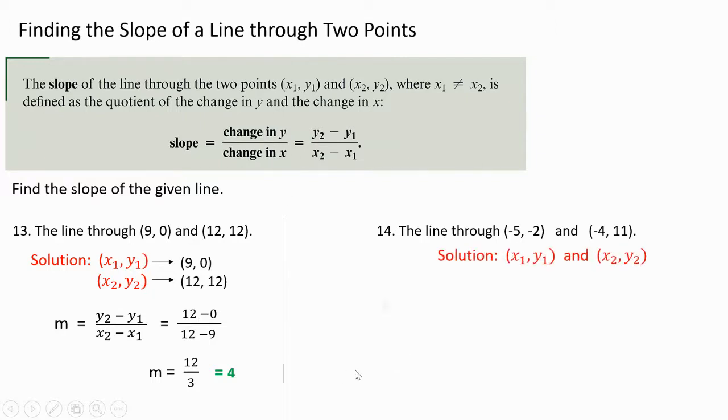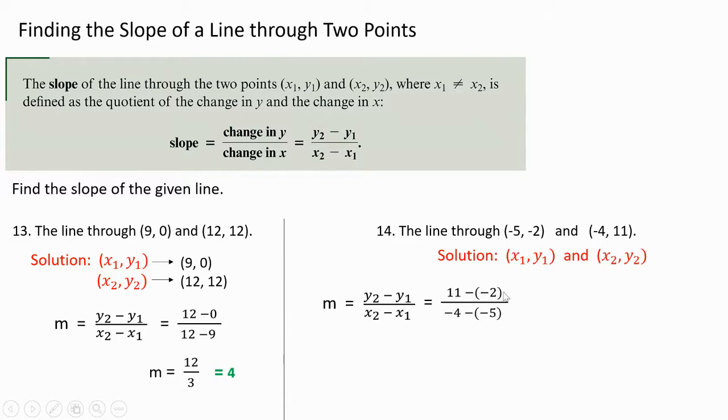Now 14, same thing. So here, the solution is x1 and y1. I put them this way. This is my x1. This is my y1. This is my x2, which is -4. And this is my y2, the 11. So y2 is 11, so it's going to be 11 minus -2.